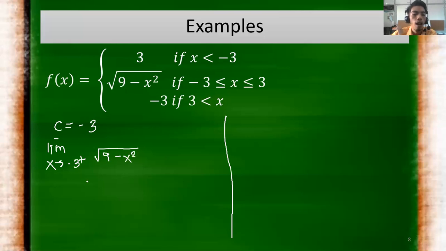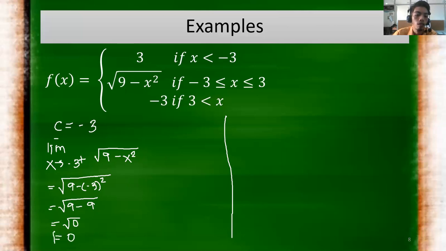Okay, so after getting the function, we are going to substitute negative 3 for x in the function. So we have square root of 9 minus negative 3 squared. Okay, so we have square root of 9 minus, negative 3 squared is positive 9. So 9 minus 9, this will give us square root of 0. And square root of 0 is equal to 0. Okay? So now, the right-hand limit is 0.